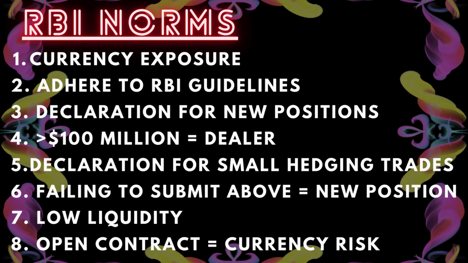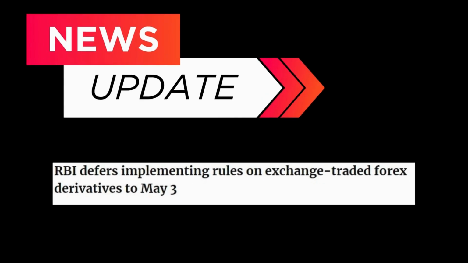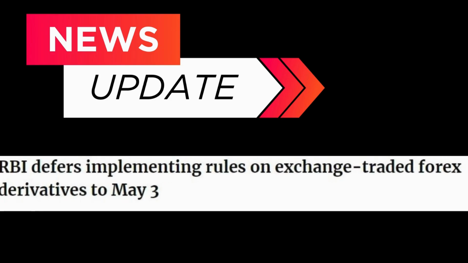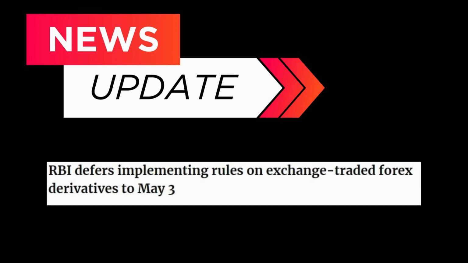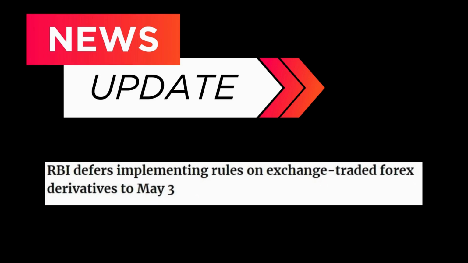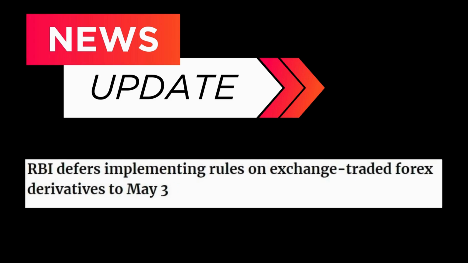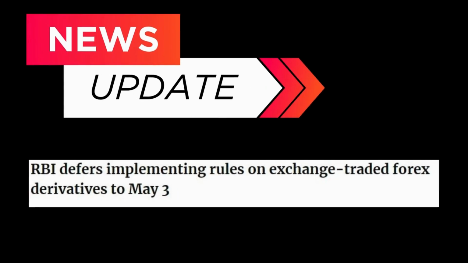An update on the previous news was released a few hours back, which says that the Reserve Bank of India, RBI, has postponed the implementation of new rules for exchange-traded Forex derivatives to May 3, which were originally set to come into effect today. These rules aim to require participants to have an actual foreign exchange exposure, leading to concerns about reduced trading volumes in the market.